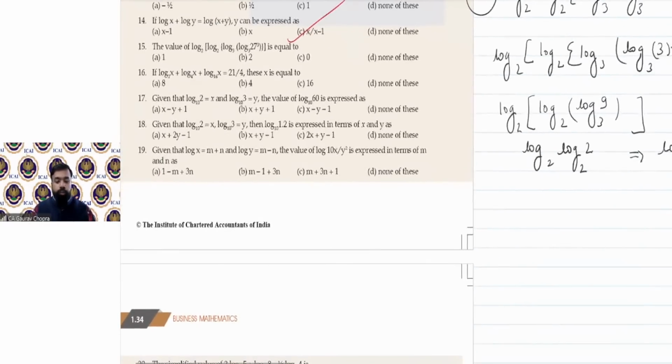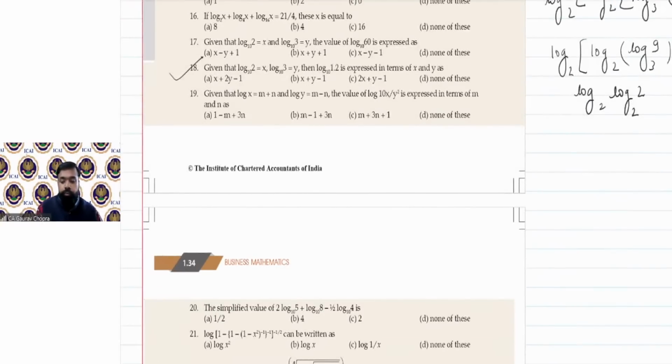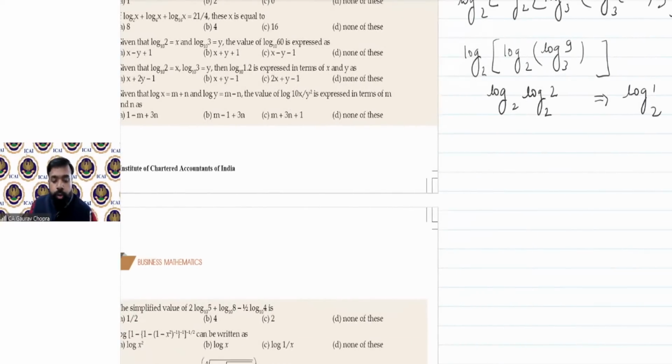Now the 16th one. I think you can do it yourself. Then the 17th one is log 2, log 3, and find the value of log 60. So this variety also we have covered. Let's try the 18th one. Question number 18. Log 2 is given.